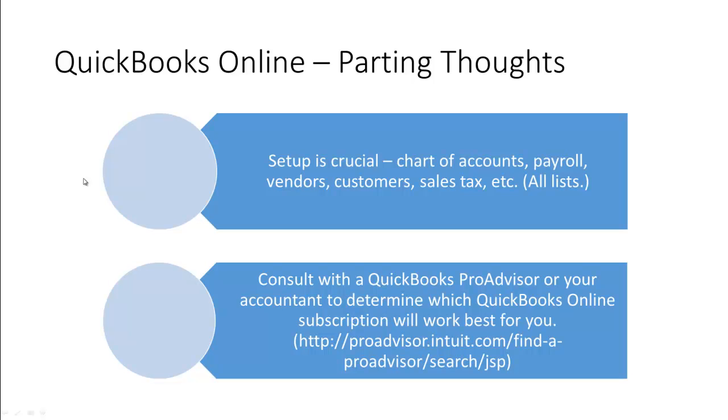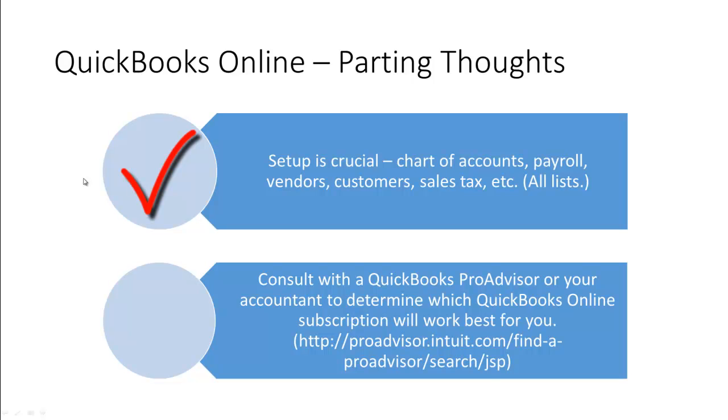Now, before we wrap this part up, I just want to share a couple of parting thoughts with you. First of all, with QuickBooks Online, QuickBooks Desktop, any accounting software, setup is crucial. When you're setting up your chart of accounts, your payroll, your vendors, your customers, sales tax, any of those lists that we've been talking about, the entire program is built on those lists. So if you have errors in those lists when you set them up, then those type of errors will replicate themselves very quickly. And although you can correct any transaction just about, it'll be time consuming to go back and correct some of these types of errors if they start in the list at setup.